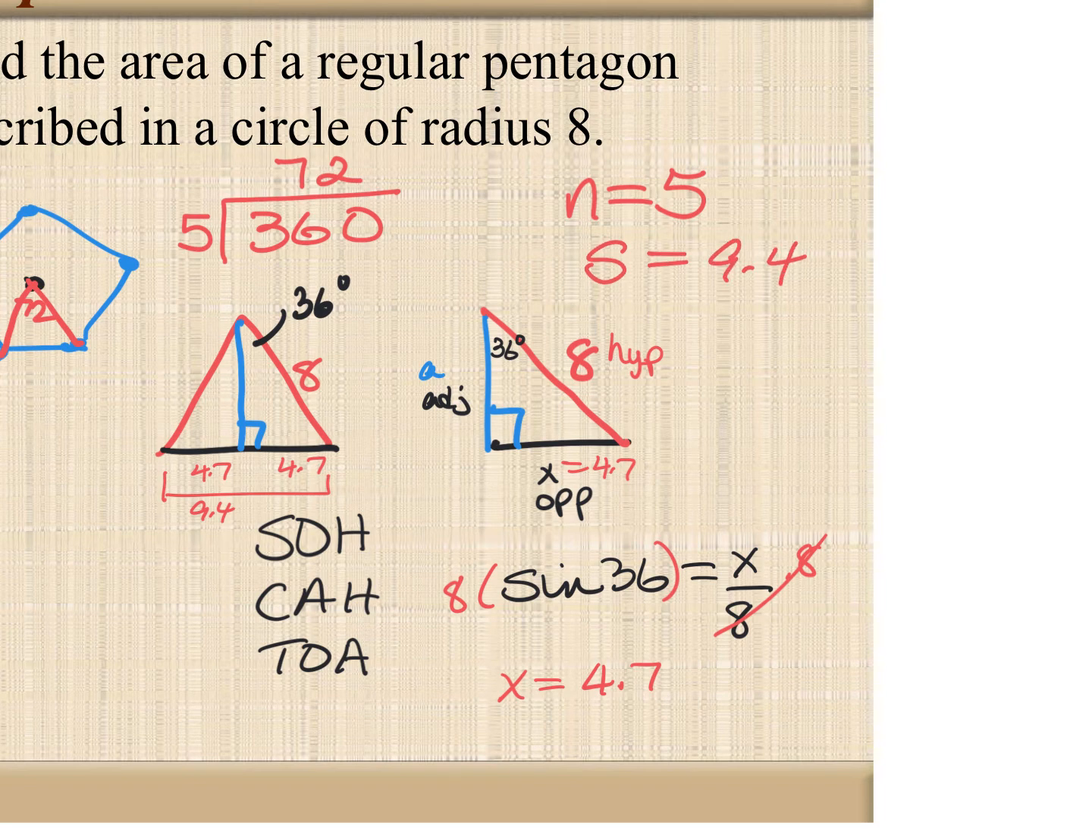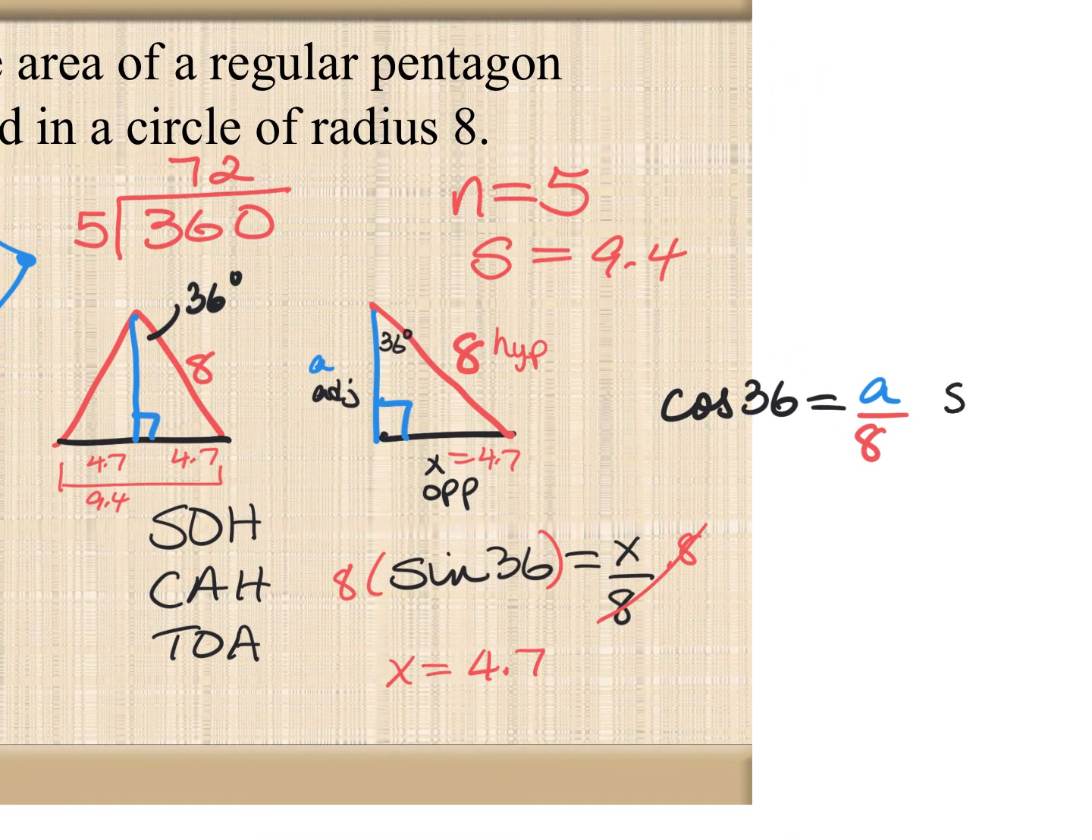apothem. For the apothem, I'm using cosine because it's adjacent and hypotenuse. So for that one, I'm going to do cosine of 36 is equal to the a over the 8, multiply both sides by the 8, and cosine of 36 times 8 gives me 6.47, so rounded to the tenths, 6.5. Now I have the 3 values of the variable, and I need to plug it into the formulas.